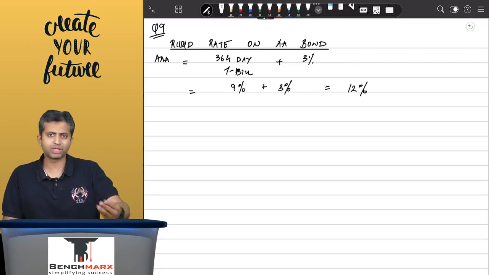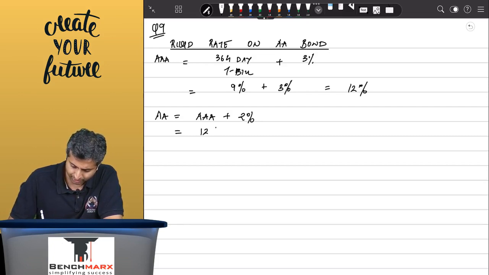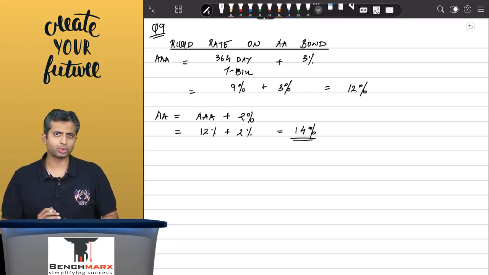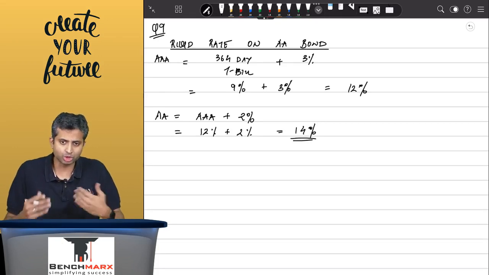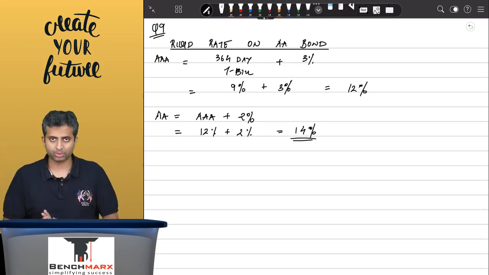But is the bond that we are considering a AAA rated bond? No, it's a AA rated bond, which is basically AAA rated bond plus a 2% spread. That is a difference. 12% plus 2, and hence finally you get 14%. Usually this rate was given to you from question 2 all the way up to question 5. This was given, but if this was not given, how would this be derived? Well, this is a very good thought process.